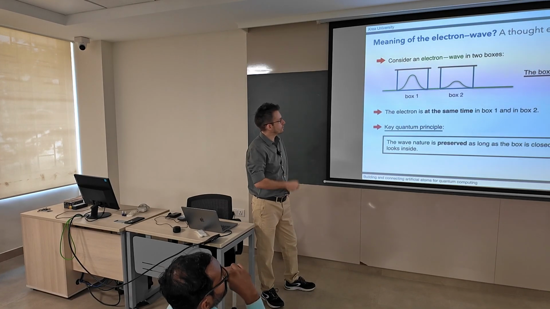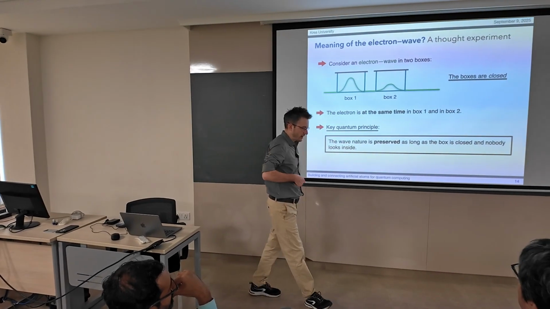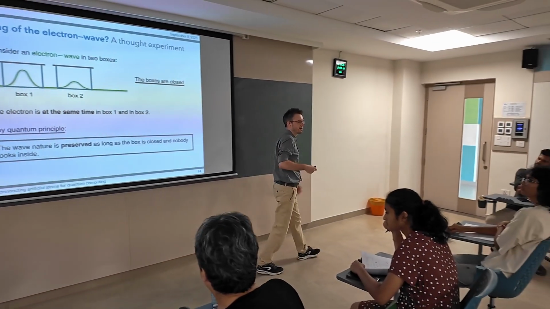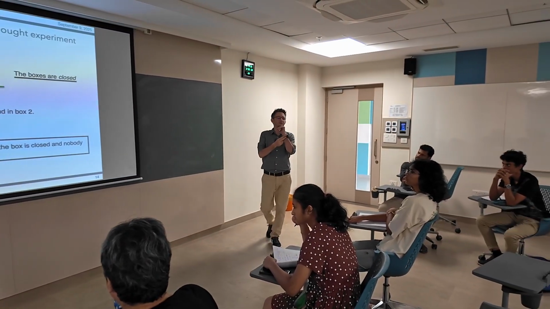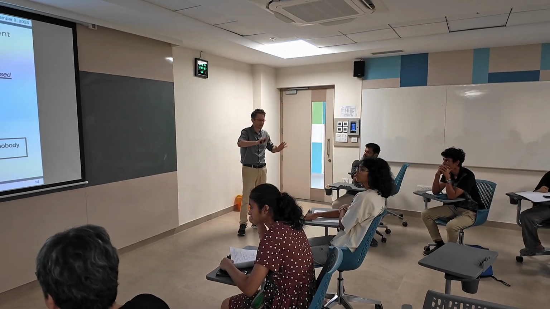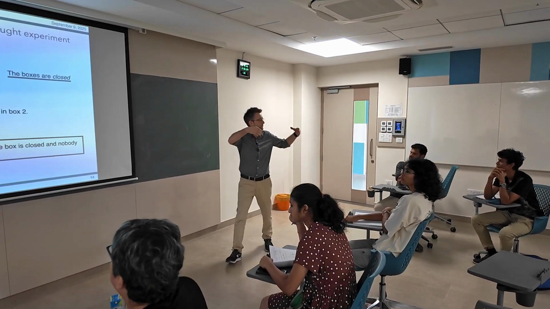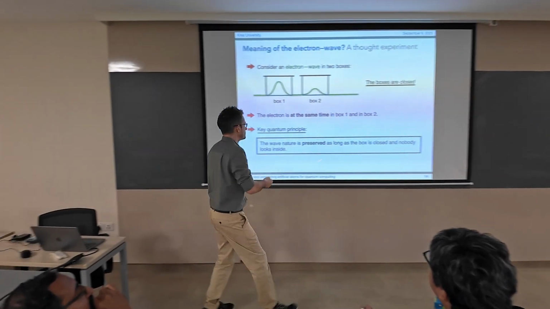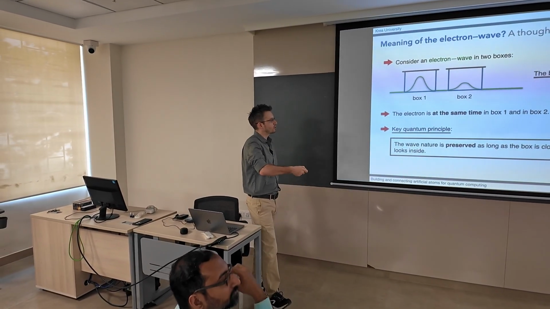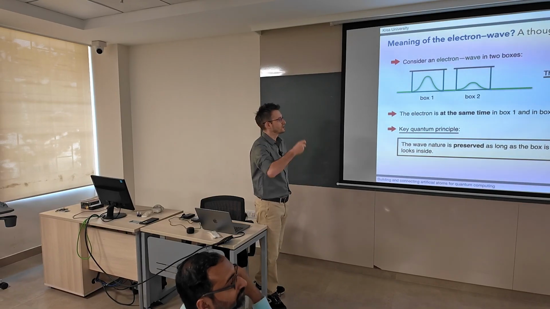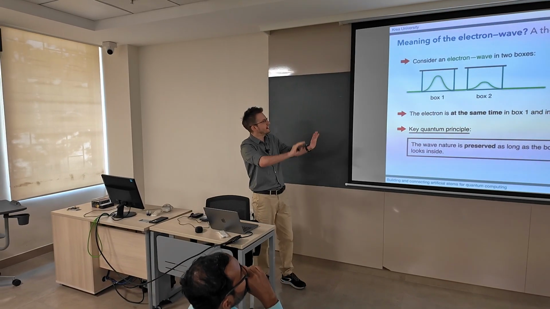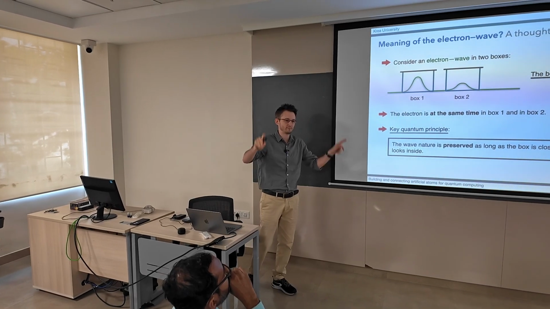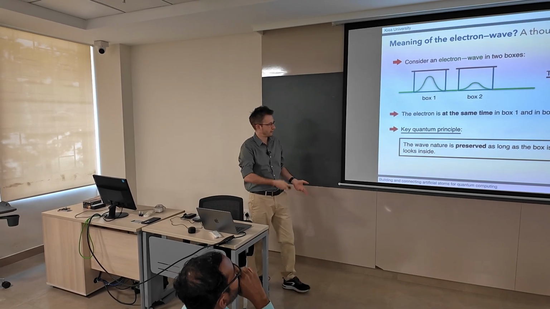And there's a key principle here. As opposed to the rigorous postulates that we saw, maybe those of you who have seen Nicolas' talk last week, here I'm going to give you a little more hand-wavy idea of them, but it's the postulates of quantum mechanics that are behind. So the idea is that the wave nature is actually preserved as long as the box is closed and nobody looks inside. Okay, so if the box is closed and nobody looks inside, then this kind of superposition, this weird thing that is the electron being in two boxes at the same time, is preserved, right?